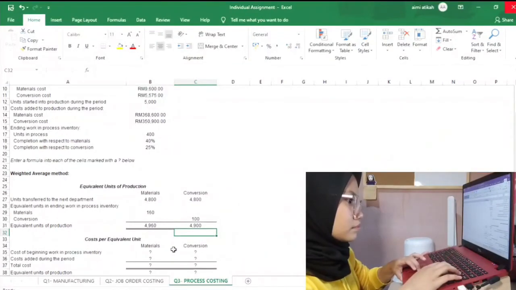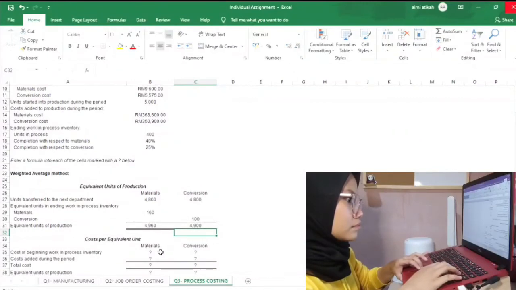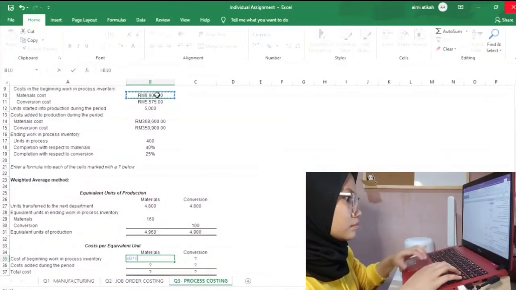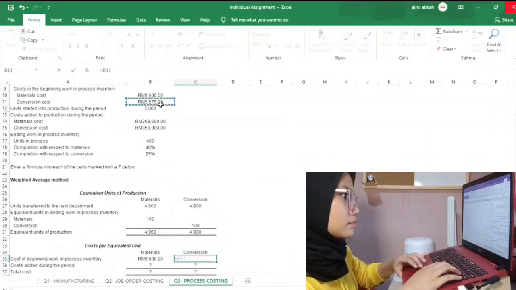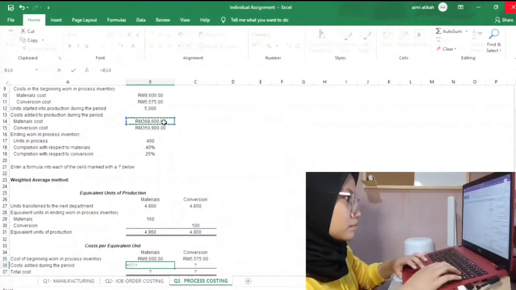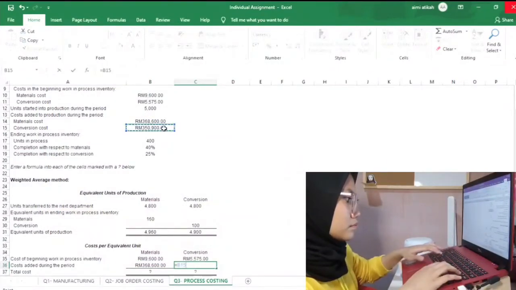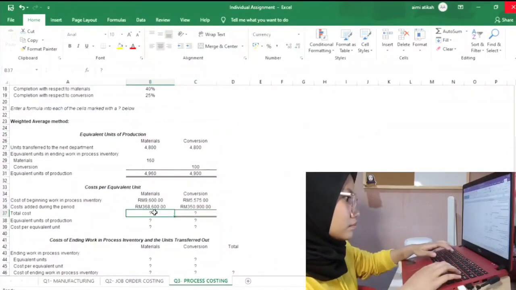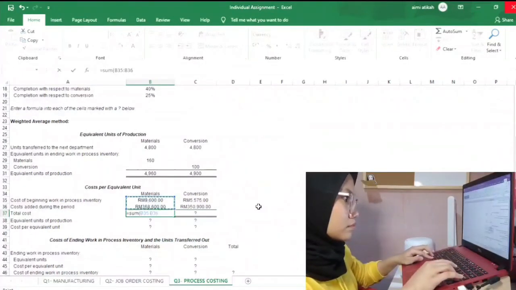Cost per equivalent unit, cost of beginning work in process for material. I will take the material cost, and for conversion, I will take the conversion cost. Cost added during the period for material, I will take the amount of material cost, and for conversion, I will take the conversion cost. For total cost, I will sum both the cost of beginning work and cost added during the period, and do the same for conversion.